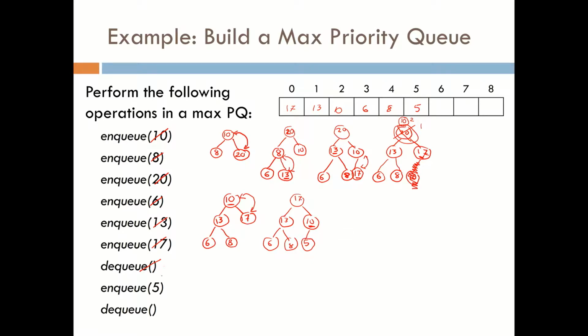And that was enqueuing the 5. Let us now dequeue. You notice that again, dequeue does not take an argument. We're just taking the top item. So dequeuing, we're going to be getting rid of 17. Okay, it is a multi-step process. First of all, let's write that down, and then we will follow it through.